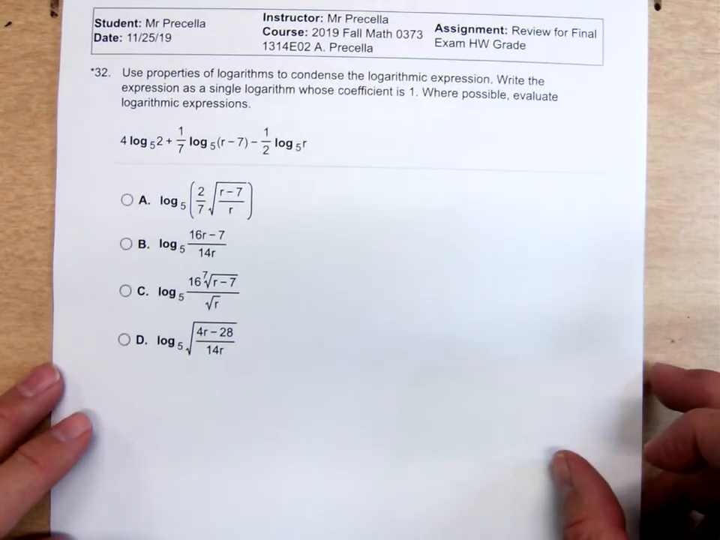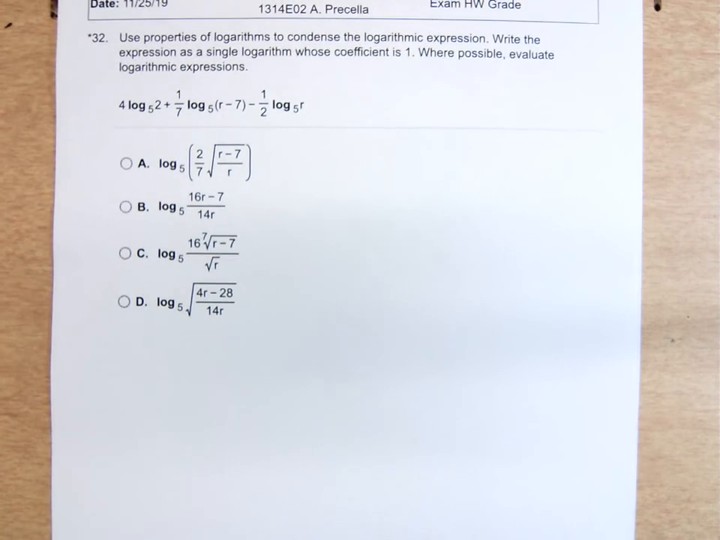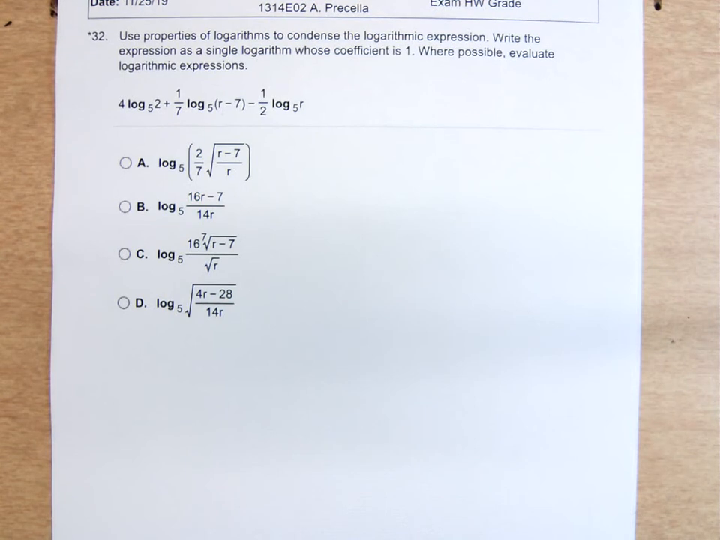Problem 32. Oh, well, at least this one's multiple choice, so that means you're not going to have to type the stuff in. But let's see, it looks hard, right? It can be real intimidating when you first look at it. Use properties of logarithms to condense the logarithmic expression. The expression is a single logarithm with coefficient 1.